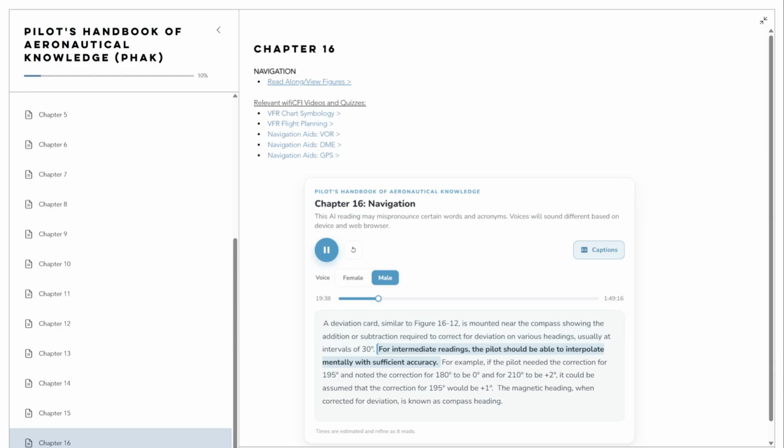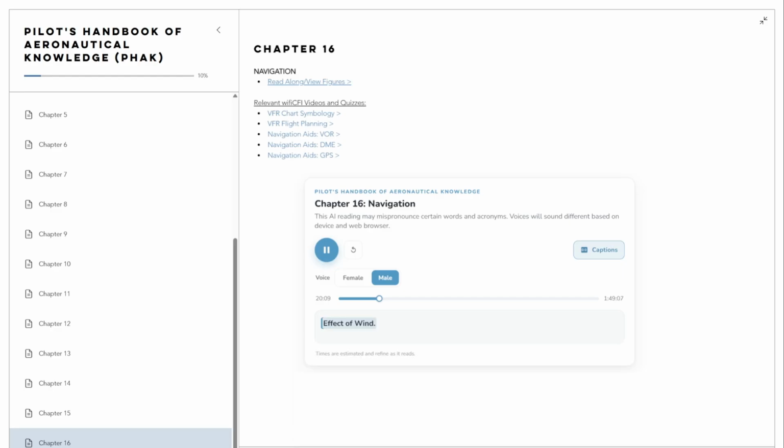For intermediate readings, the pilot should be able to interpolate mentally with sufficient accuracy. For example, if the pilot needed the correction for 195 degrees and noted the correction for 180 degrees to be 0 degrees and for 210 degrees to be +2 degrees, it could be assumed that the correction for 195 degrees would be +1 degree. The magnetic heading, when corrected for deviation, is known as compass heading.